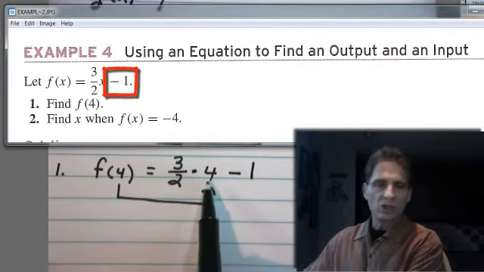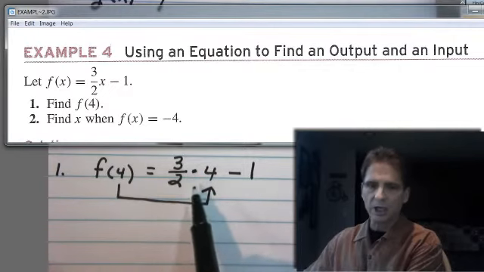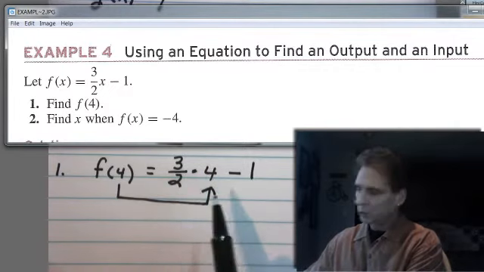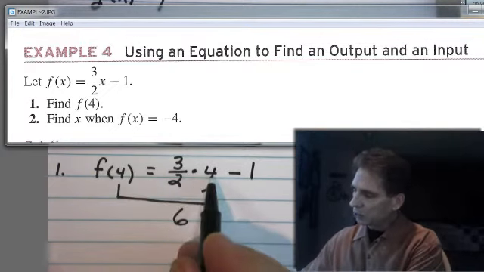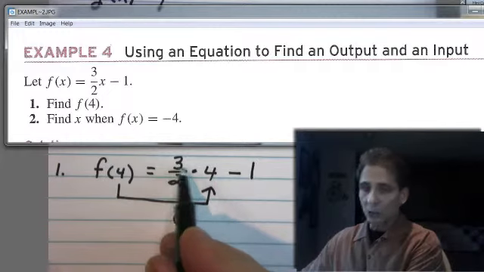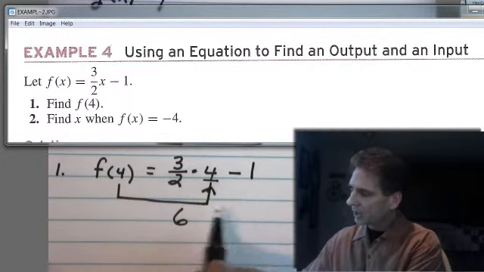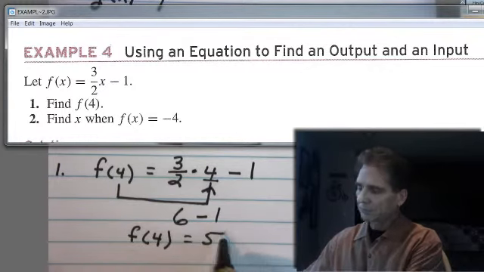Now to multiply this, you could use your calculator and put it through that. That would be fine. 4 times 3 is 12, divided by 2 is 6. Again, when you're multiplying a whole number times a fraction, you multiply it times the top because 4 is 4 over 1. So we have 6 minus 1, which is 5. So f sub 4 has a value of 5.